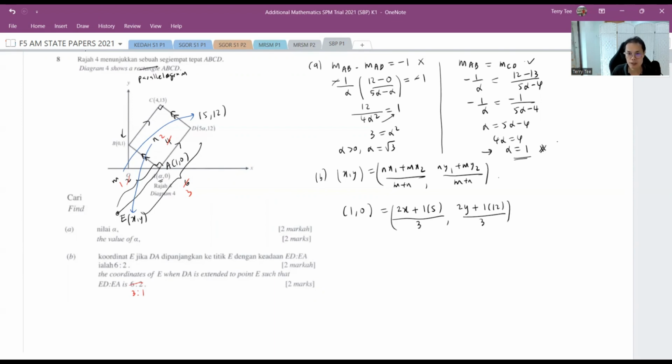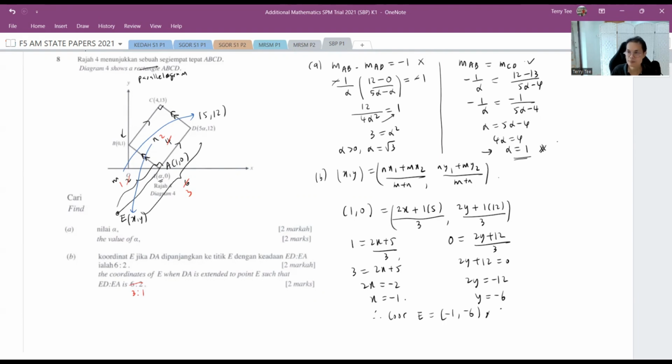So let's solve these two separately. We can write 1 equals 2x plus 5 over 3. Multiply by 3: 3 equals 2x plus 5. 2x is now -2, my x is -1. Likewise, I compare my y coordinate, 2y plus 12 over 3. 3 times 0 is still 0. 2y plus 12 is 0, 2y is -12, y is -6. Therefore, your coordinate of point E is -1, -6.